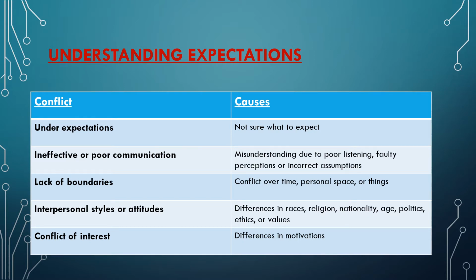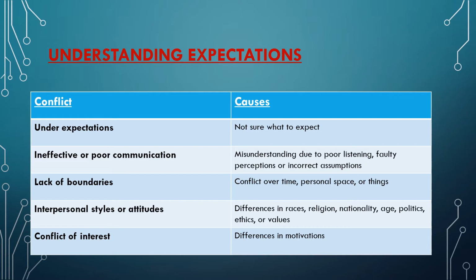Ineffective or poor communication. The cause of this conflict is usually misunderstanding due to poor listening, faulty perceptions, or incorrect assumptions. Another typical conflict will be lack of boundaries. The cause of lack of boundaries is conflict over time, personal space, or things.